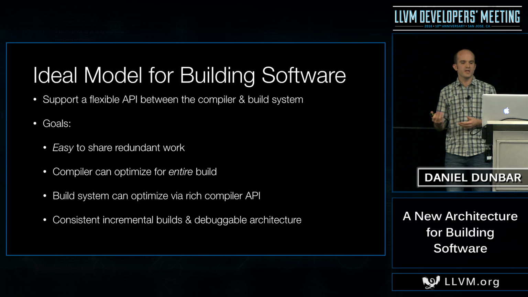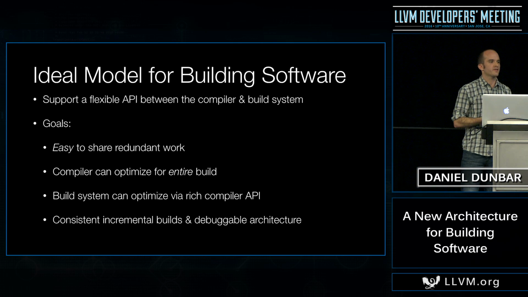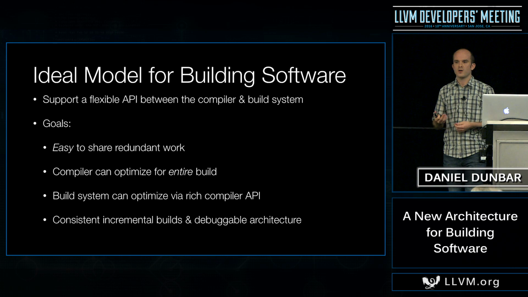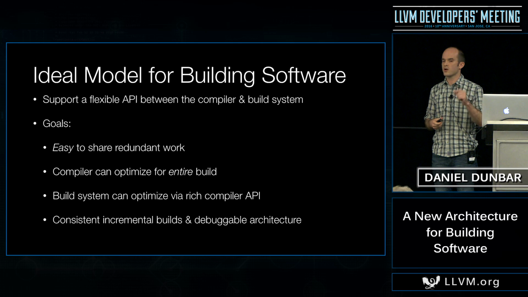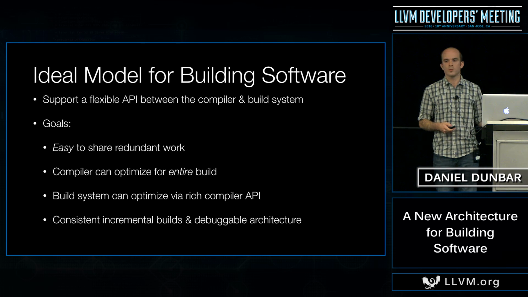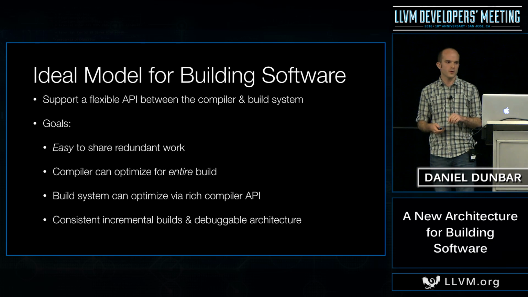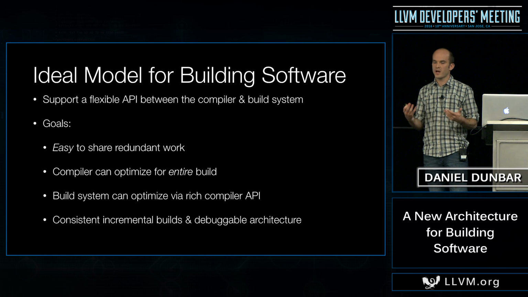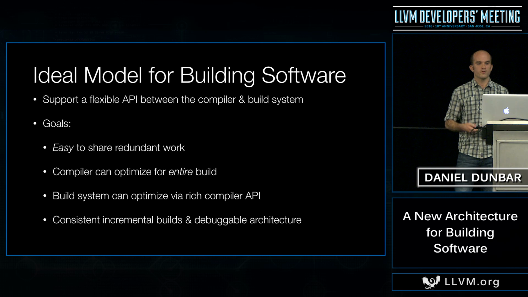And then the last thing that we need here is to make sure we still have consistent and debuggable incremental builds. One of the benefits of the current strategy is that we try very hard on the compiler to make this strong guarantee that the same inputs will produce the exact same object file out. And that's a very good basis for having reliable, reproducible builds. And so if we did a different architecture, we certainly would have to retain that.